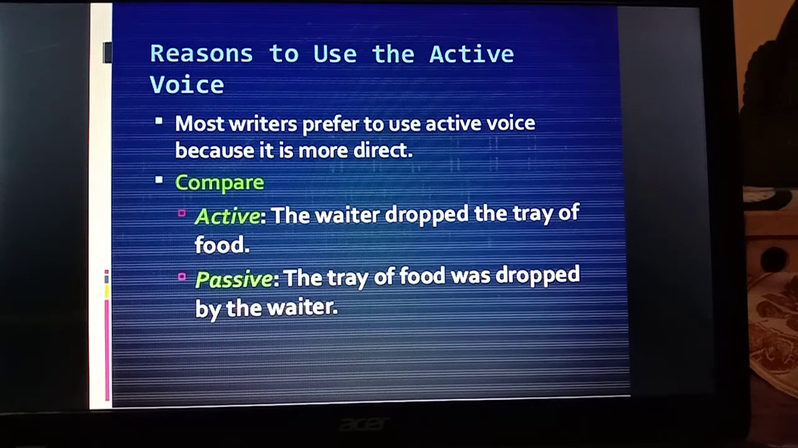Now there are certain reasons to use the active voice. Most writers prefer to use active voice because it is more direct, means there is no confusion. It is very easy to make an active voice sentence. So let us compare active and passive voice in these two sentences. The waiter dropped the tray of food. It is active voice. And passive, the tray of food was dropped by the waiter. It is passive voice. So the second one is not as clear as the first one is.